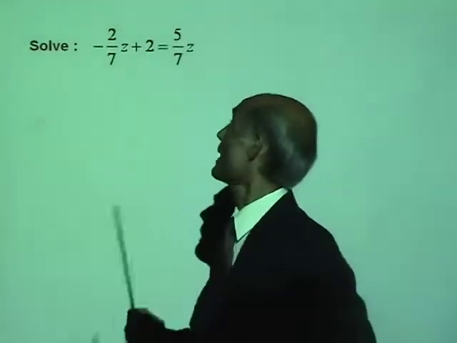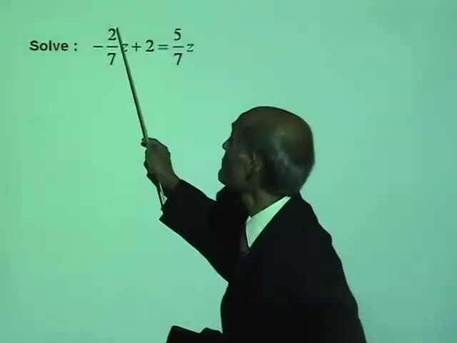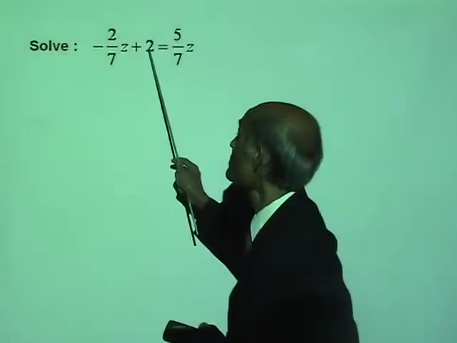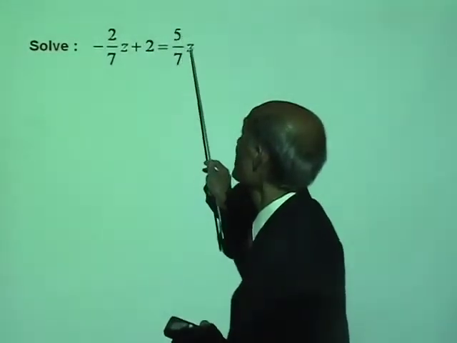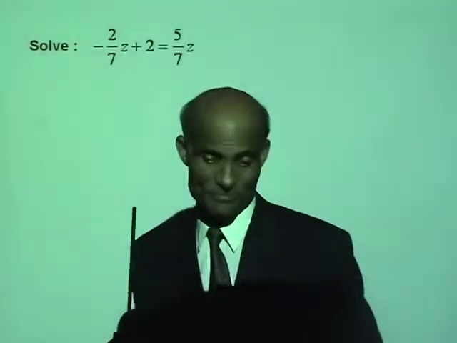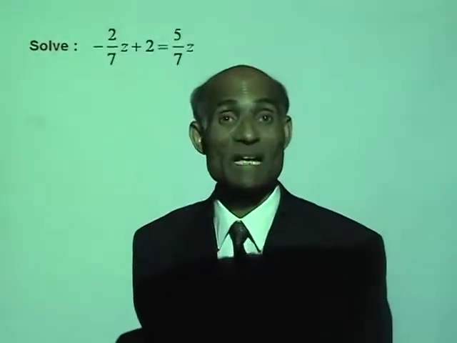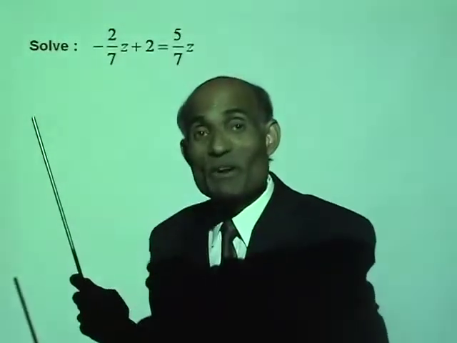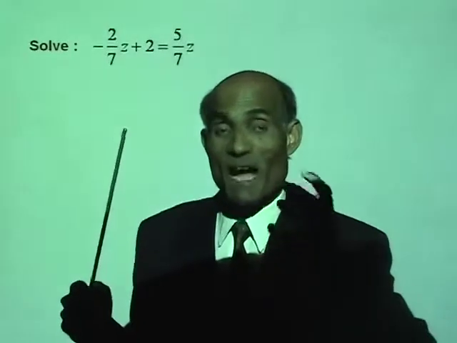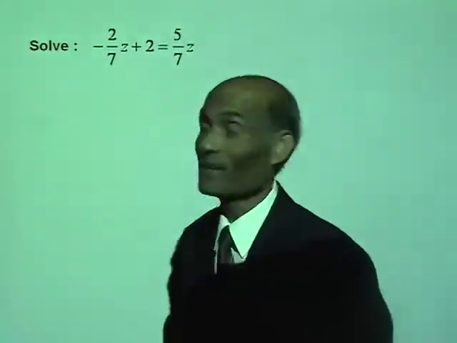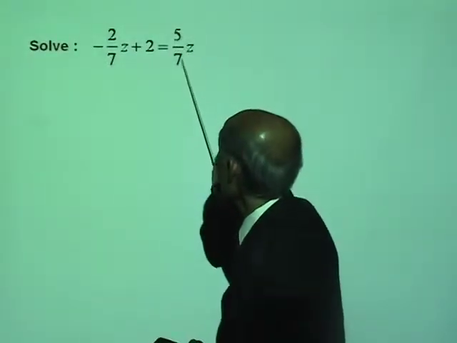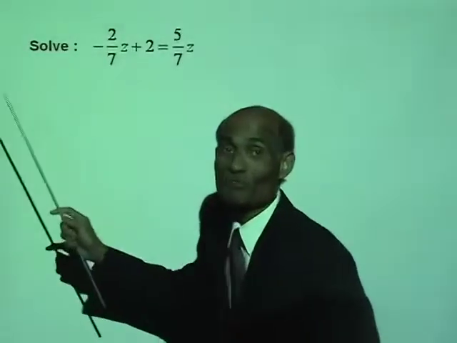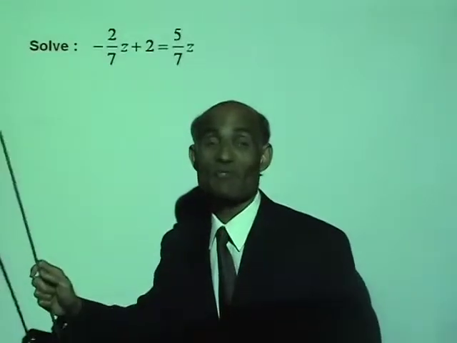Alright, another one. Solve negative 2 over 7z plus 2 equal to 5 over 7z. What's the method we're going to use here? Move terms such that the variables will all be on the left side and the numbers will be on the right side. So the term 5 over 7z from the right needs to move to the left. It will become negative 5 over 7z.